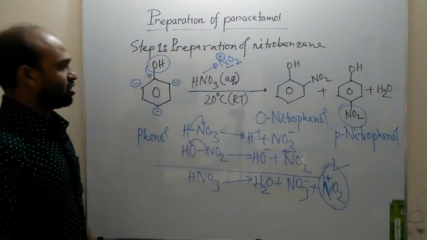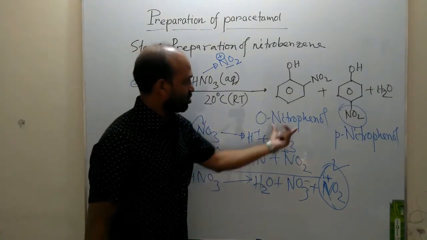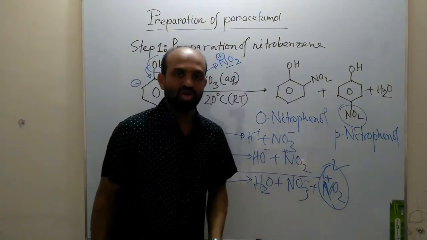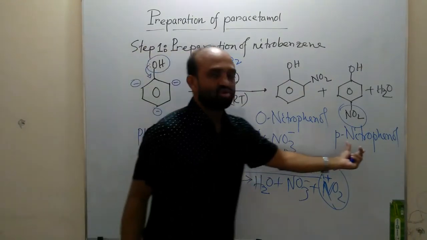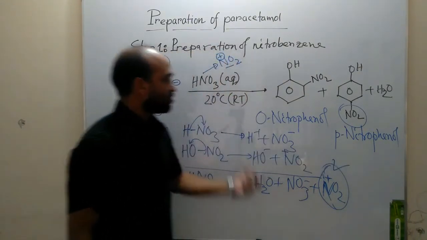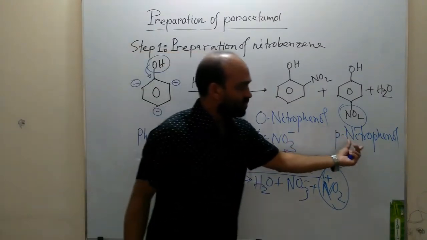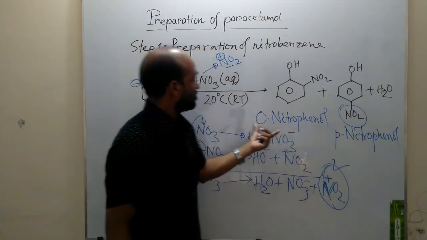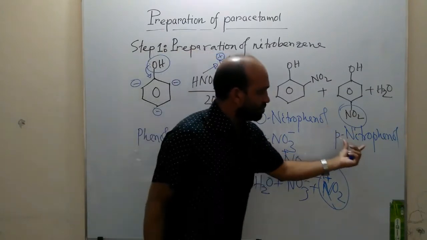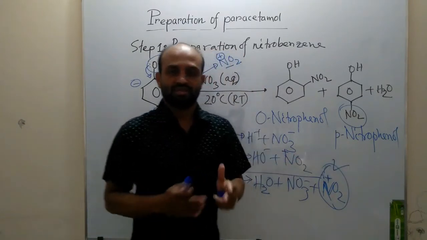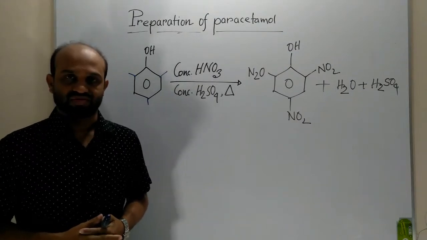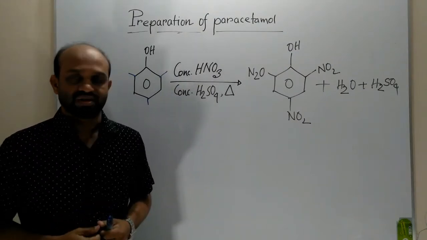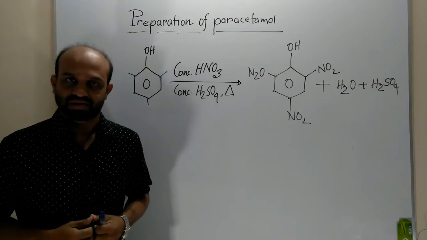Now here we got both the compounds, orthonitrophenol and paranitrophenol. To prepare paracetamol we need paranitrophenol. That's why from this mixture paranitrophenol is separated from the products for the next step.